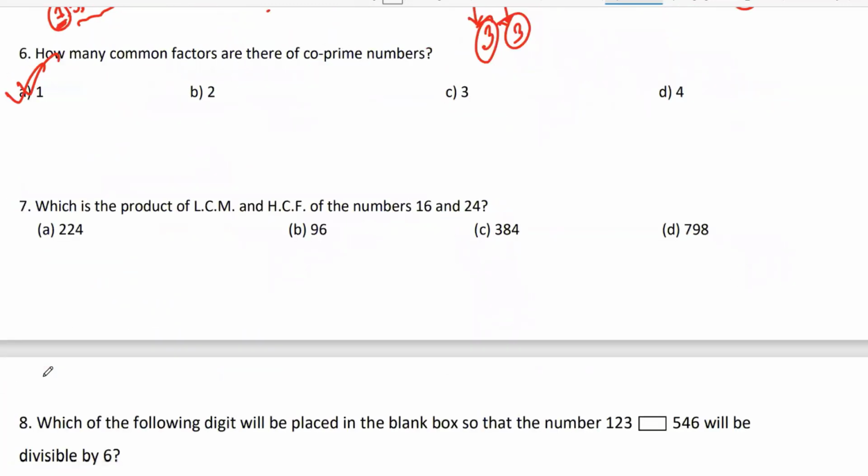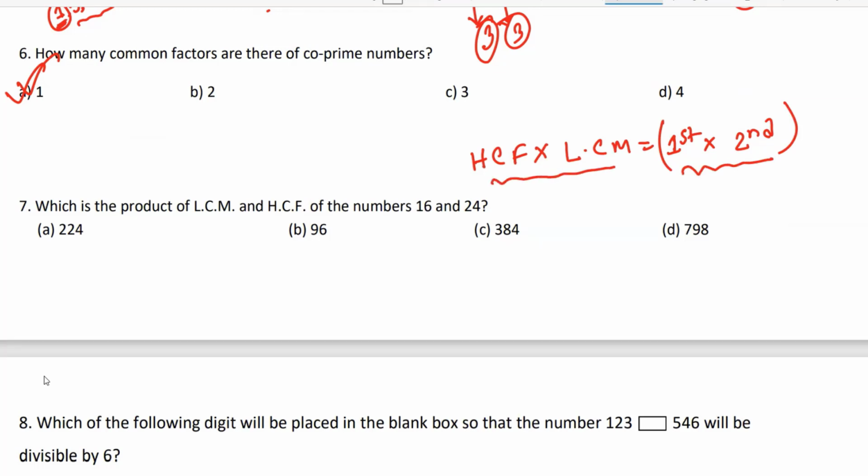Now question number 7. Here in question number 7, what is the product of HCF and LCM of the numbers? Definitely we know HCF multiply LCM is equal to the product of these two numbers, first number multiply second number. That means if we multiply these two numbers, we will get the same result as when we multiply their HCF and LCM.